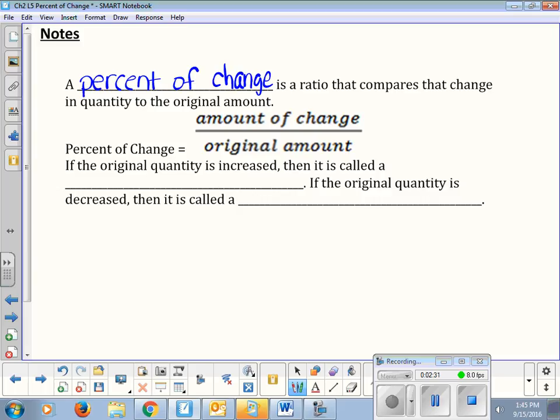A percent of change is a ratio that compares the change in quantity to the original amount. So we write that as the amount of change over our original to find the percent of change. If the original quantity is increased, then we call it a percent increase. And if the original quantity is decreased, it is called a percent decrease.